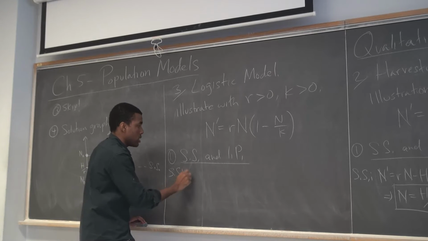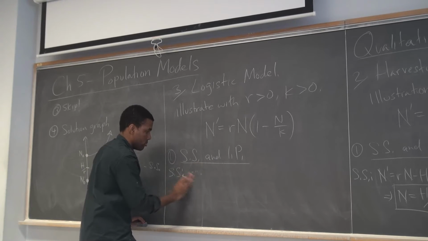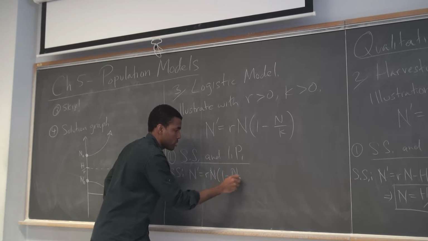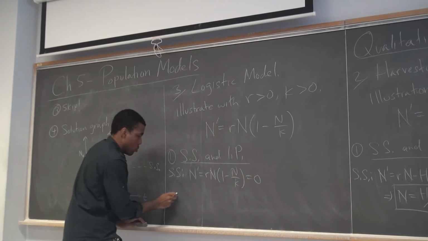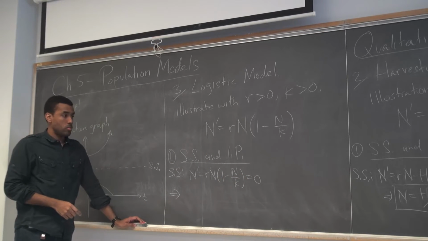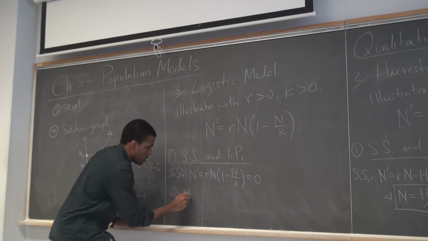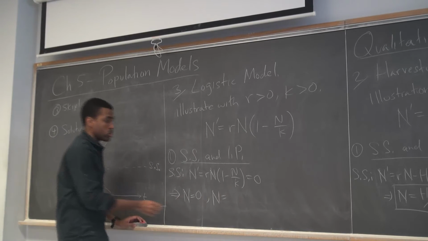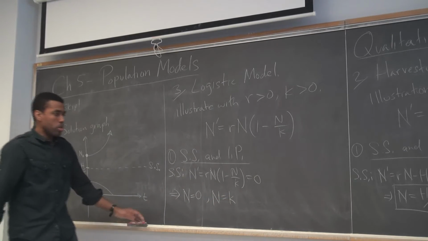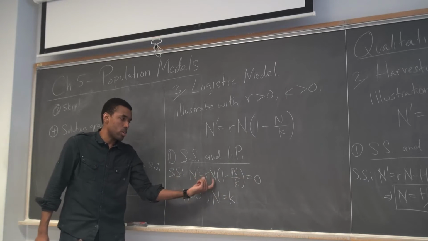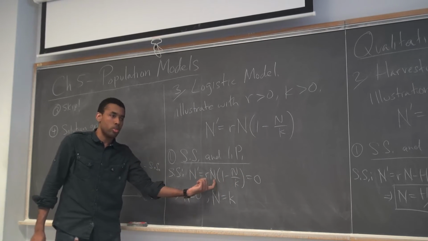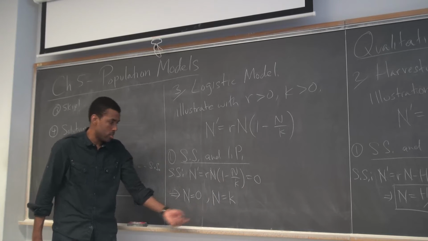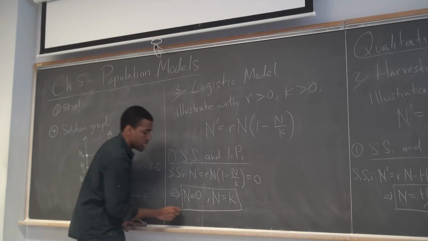For steady states, we set the derivative equal to 0. What are the solutions here? N equals 0 or n equals k. So remember, when you have two things multiplying giving you 0, you set one or the other equal to 0. So either Rn equals 0, which means n equals 0, or 1 minus n over k equals 0, which means n equals k. So we have two steady states in this situation.